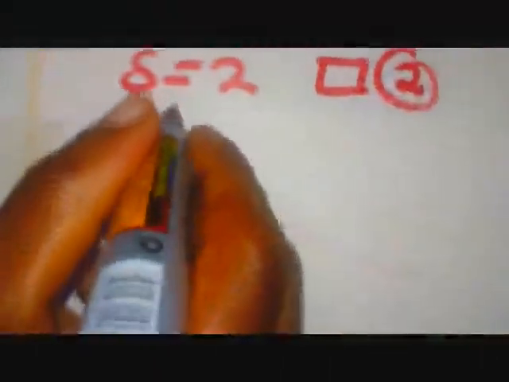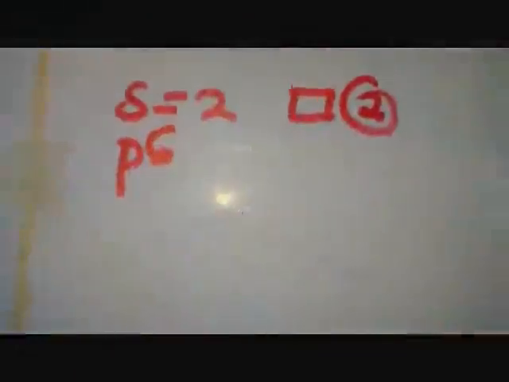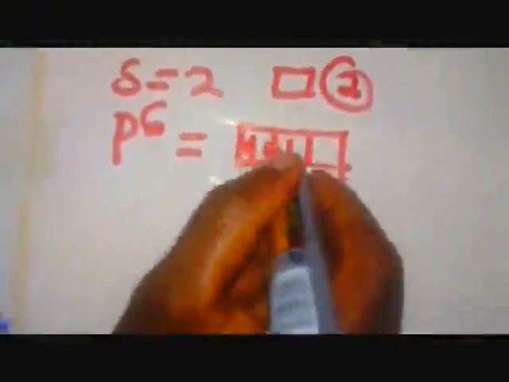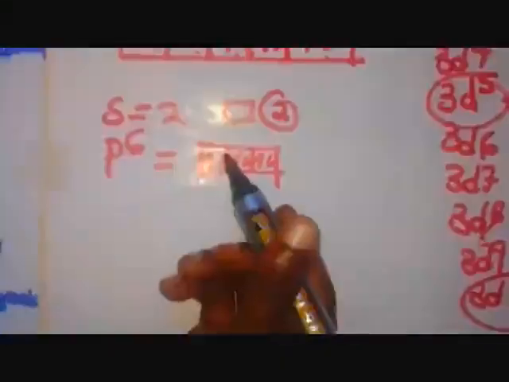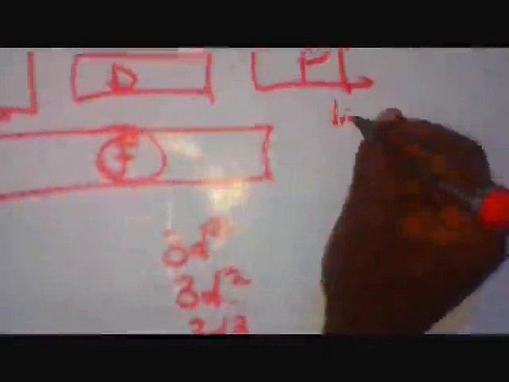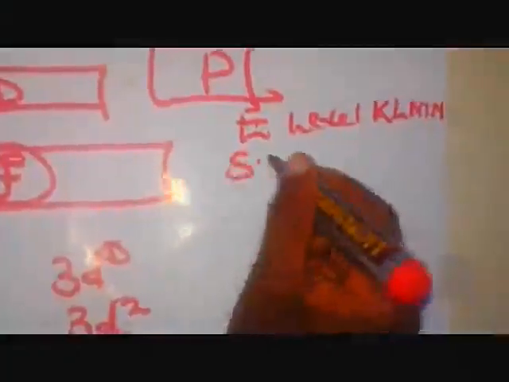But when you come to the p sub-energy level, it accommodates 6. Why 6? This one has 3 orbitals, and each orbital accommodates 2. Don't forget that. So where it is s, we give it 2 electrons. Why 2? Remember, chemistry says you have energy levels. The energy levels we have are K, L, M, N. Then you have what we call sub-energy levels, that is s, p, d, f.